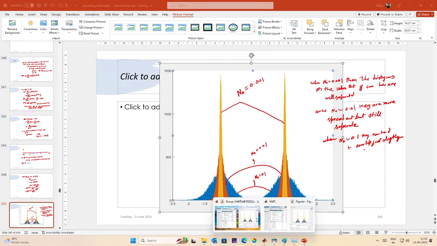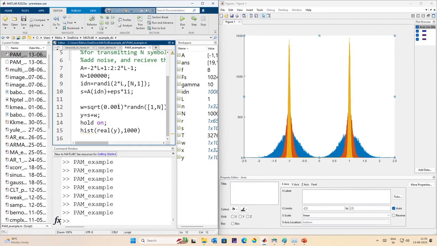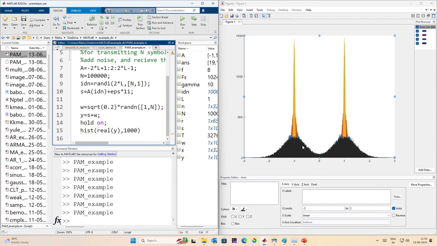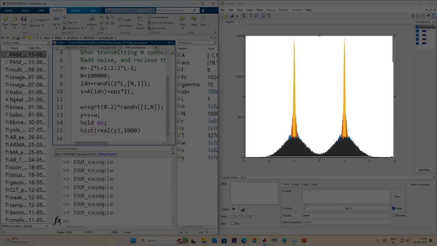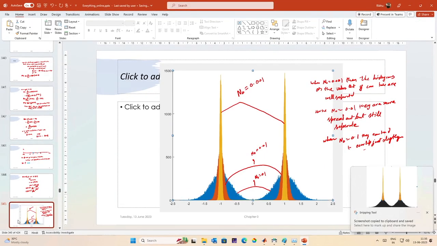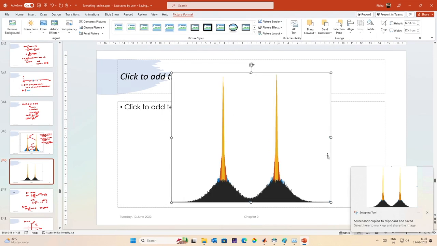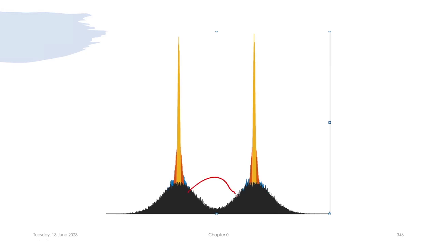So now let us increase the noise variance further and see what happens. I'll increase the noise variance to 0.2. Run. We get another plot. I'll add this plot here, and this corresponds to N0 equals 0.2. And we see that this overlap becomes larger. So now let us try to physically interpret what this overlap means.